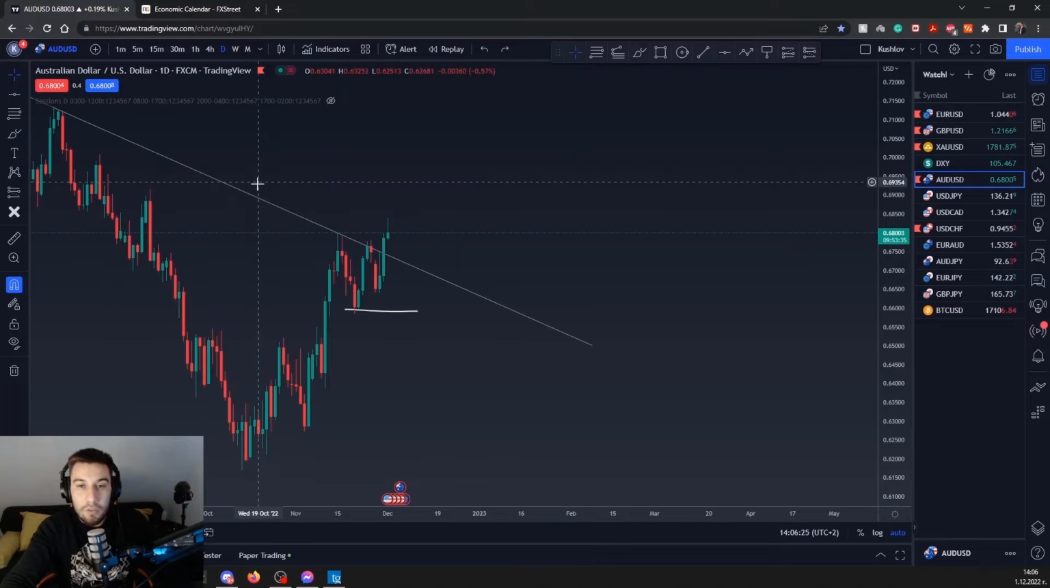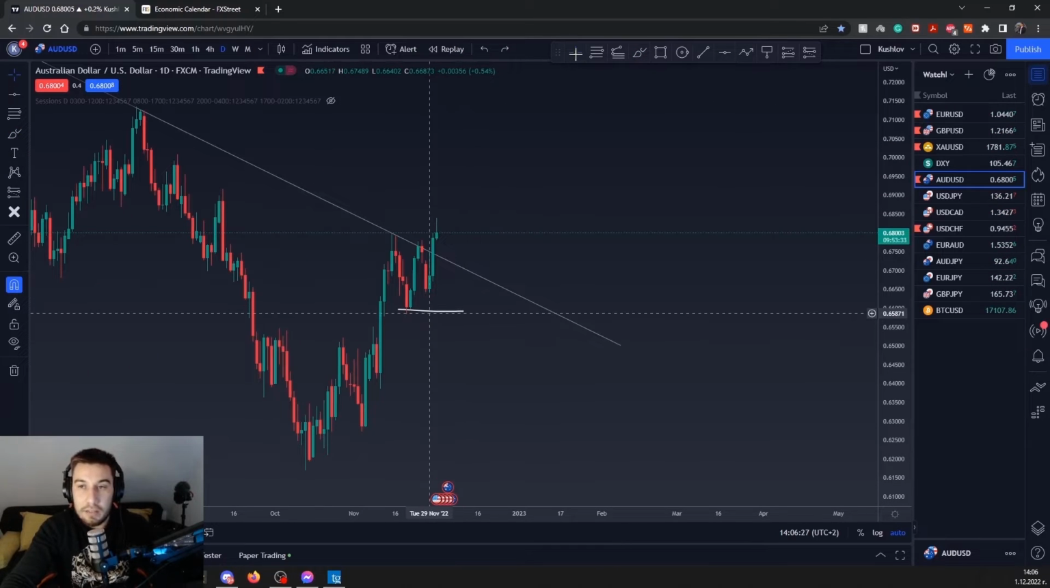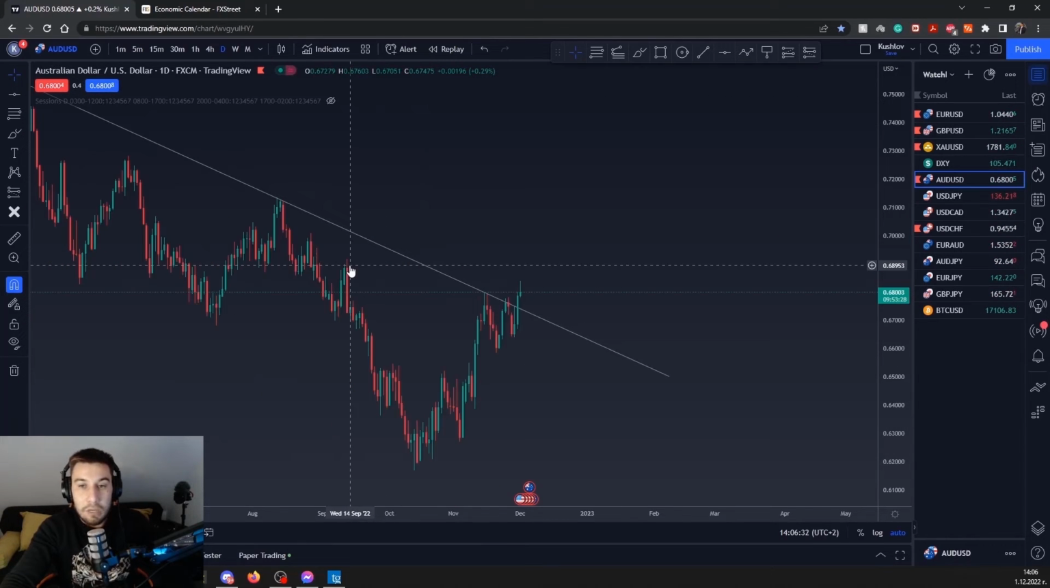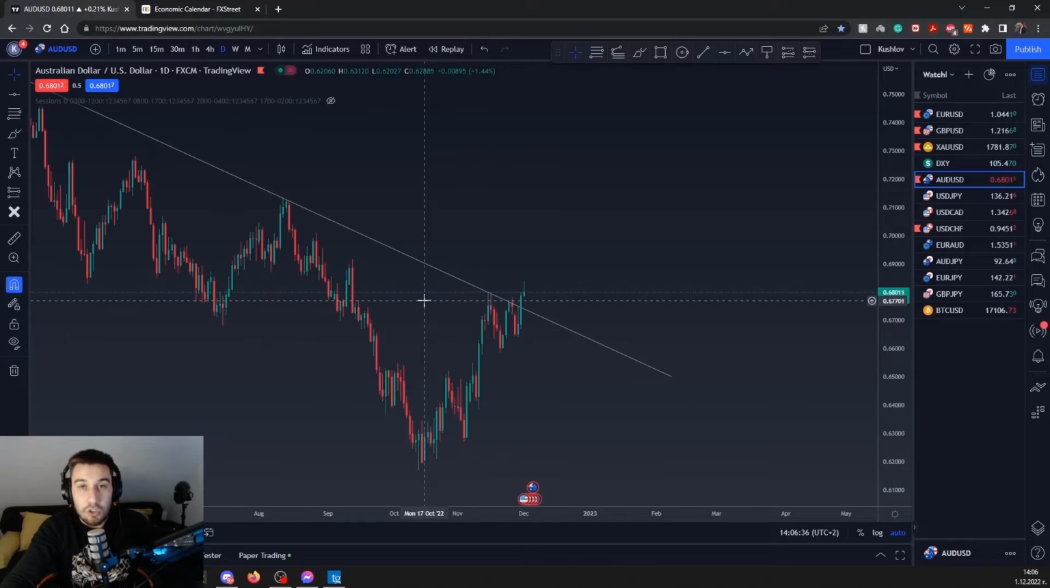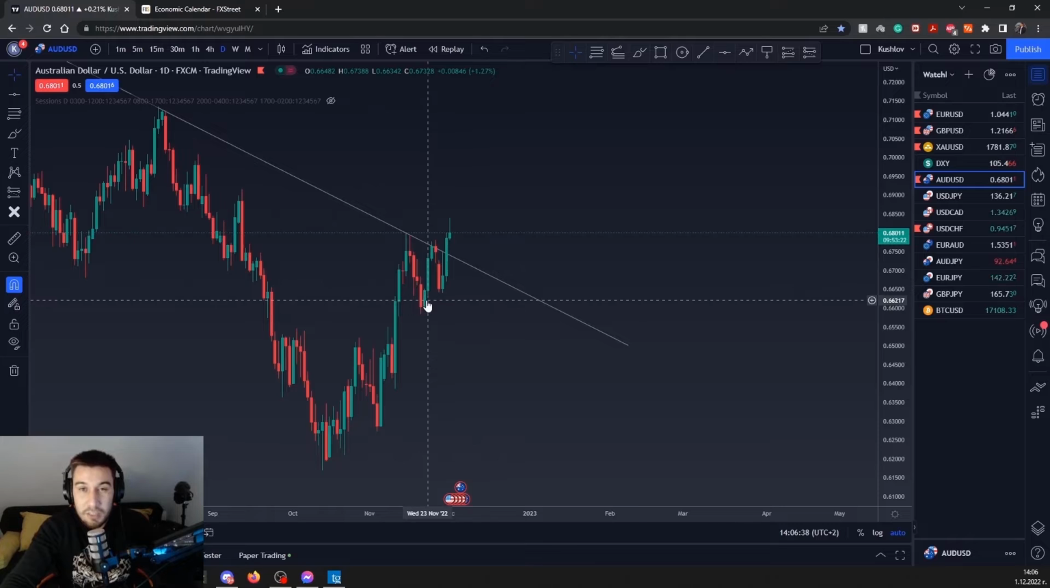Now what that means is that we're probably going to retest some higher levels before we actually drop to the downside. We need to find out where those levels are, and price is actually pretty close to one of those levels. It's actually a supply area.